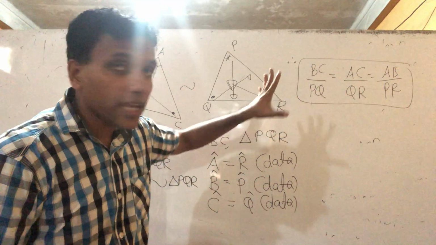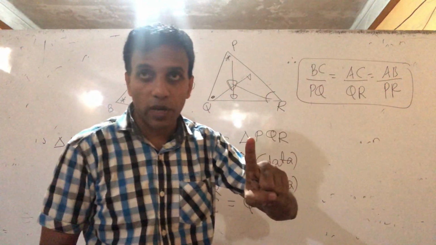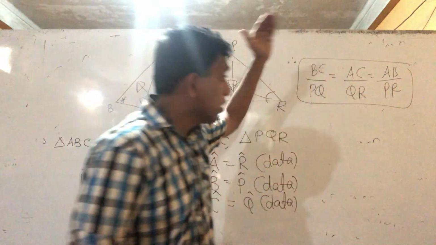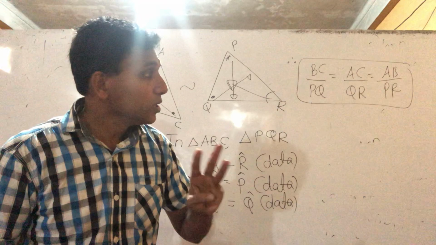So here, how many equations are available in this case? This equal to this, one equation. This equal to that, another equation. Also, first and the last, three equations available, right? So what is the question?